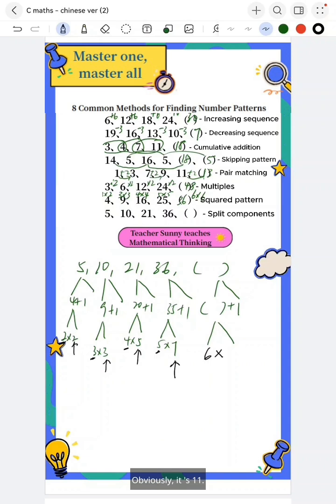Obviously it's 11. It's best not to use 9, because 9 is not a prime number. Since 9 can be divided by 3, so 9 is not a prime number. So after 7, the next prime number is 11. Therefore, we get 6 times 11 equals 66. And that's our result. Finally, we add 1 to 66 to get 67.